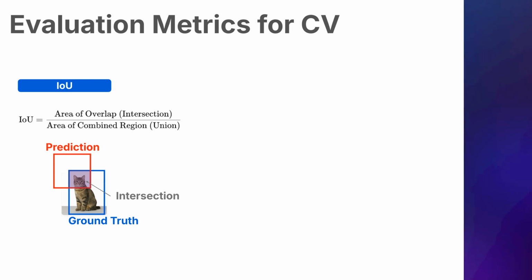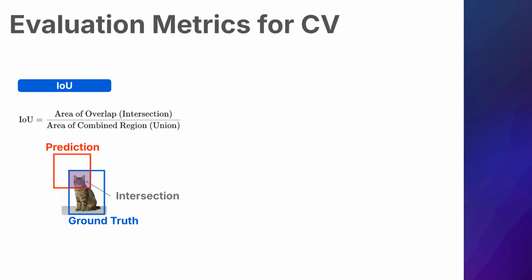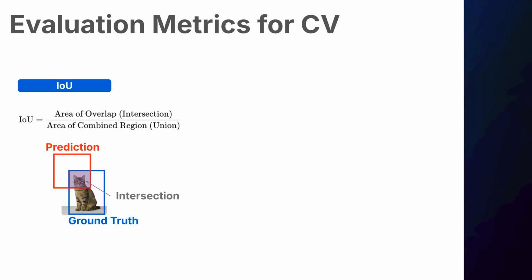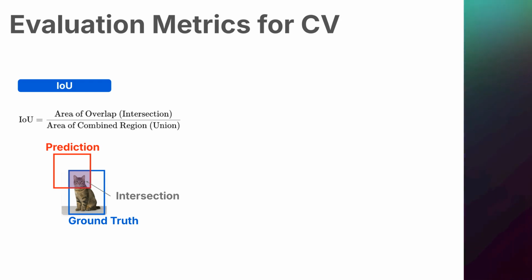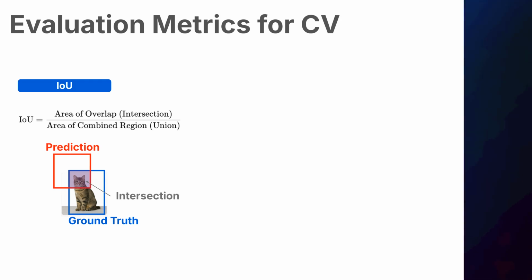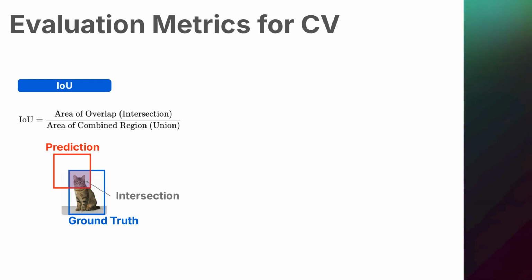Now, IOU, which stands for intersection over union, is a score that tells us how much the predicted box overlaps with the correct one. It is calculated by dividing the area of the overlap by the total area covered by both boxes combined. If the prediction perfectly matches the ground truth, the IOU will be 100%, meaning it's a perfect prediction. If there is no overlap at all, the IOU will be 0, meaning the prediction is completely wrong. In this example, because the red and blue boxes only partially overlap, the IOU would be somewhere between 0 and 1. This helps us measure how well the object detection model is performing.